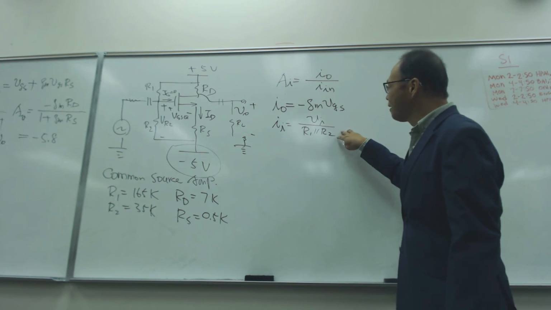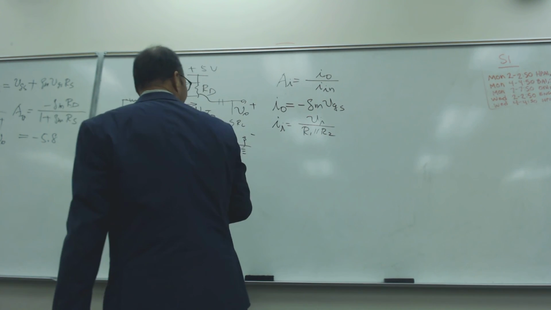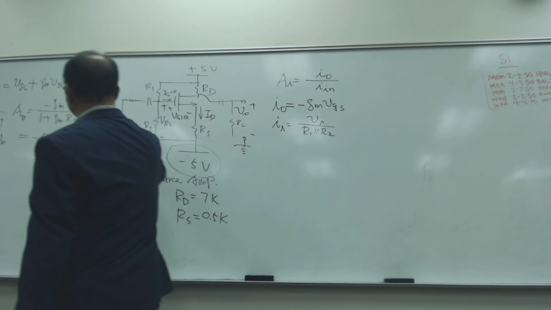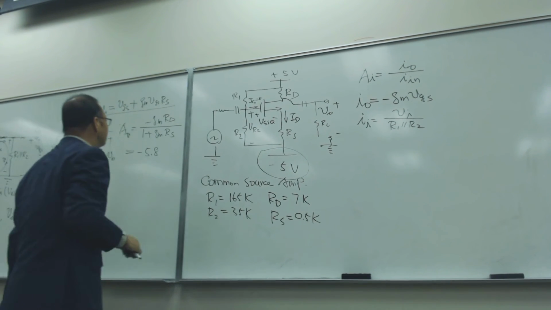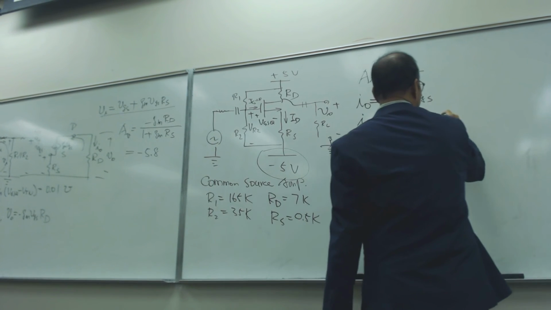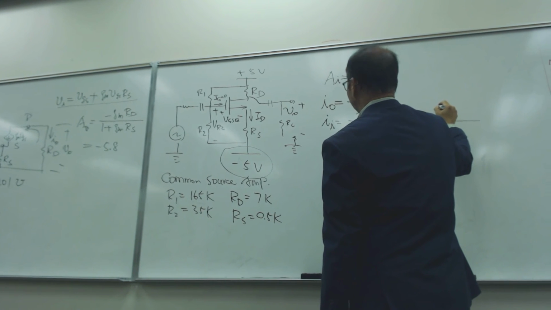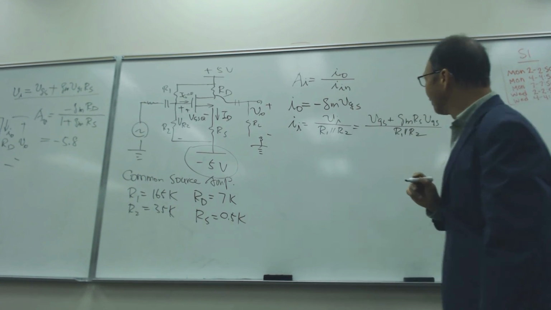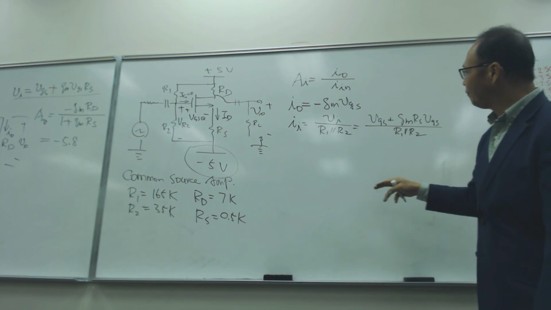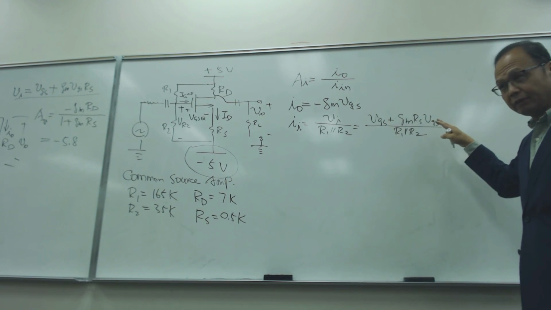Okay, so we were here. I almost forgot where I was. The good news is that we have an expression of V sub S as a function of VGS. So therefore I can come here: VGS plus gm R sub S VGS, with R1 in parallel with R2. So that's good. Now we have I sub I expressed in terms of VGS.